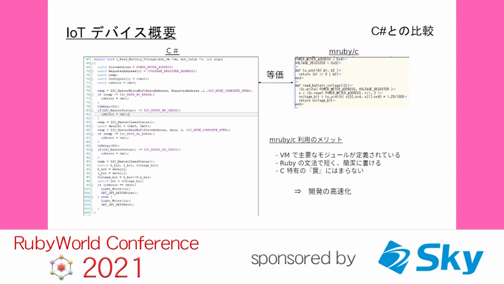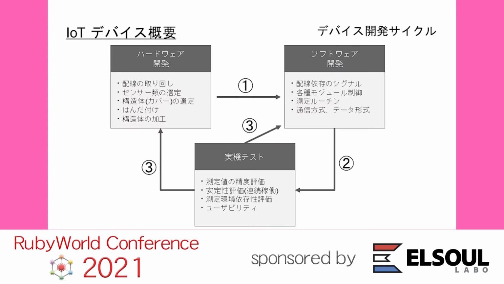It is possible because, first of all, this is a virtual machine, and the major modules are defined, and also grammatically it is succinctly written, and in addition, this is very important: we do not get into the traps of the C language, and therefore we were able to develop more efficiently and at high speed. I'd like to explain that in more detail.